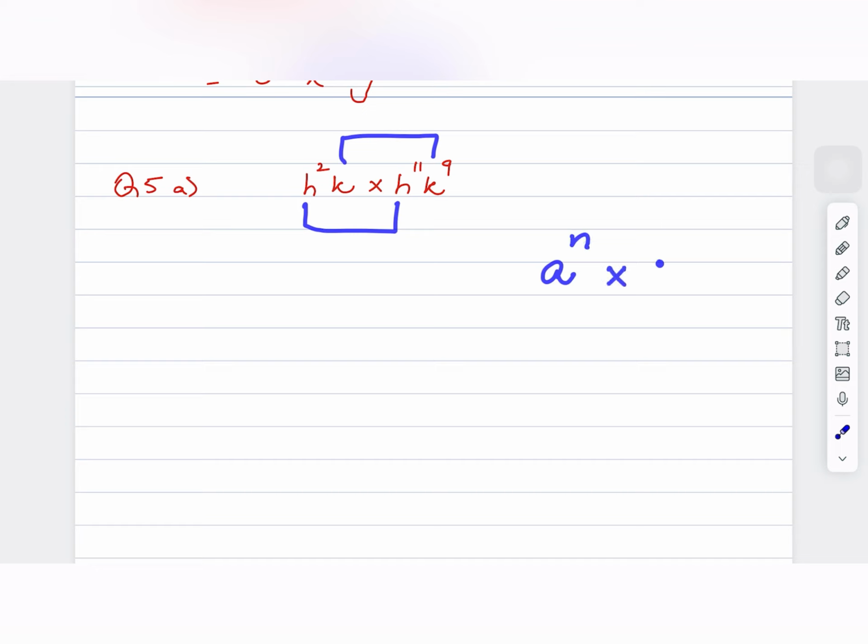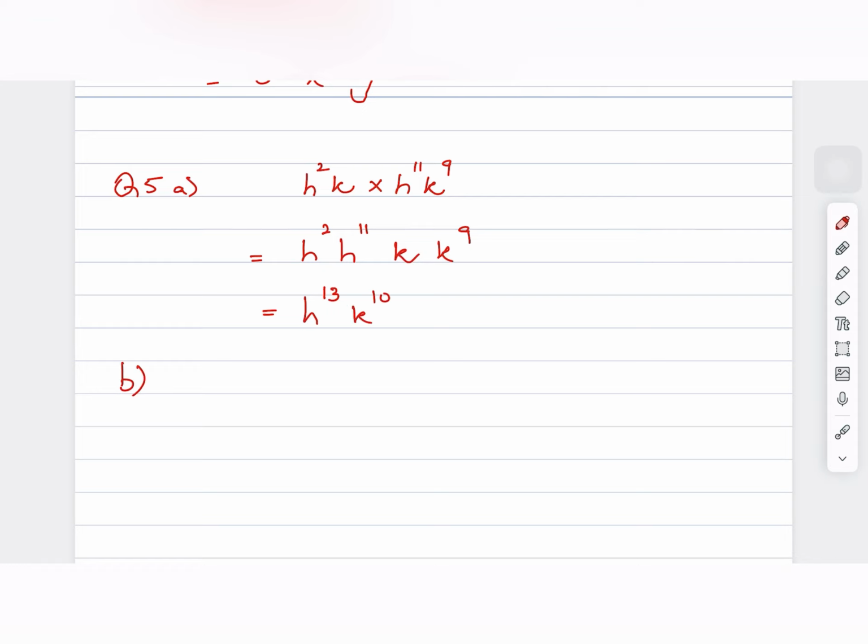Whenever you have the same basis, you add the power. Like in this case, we are applying this rule. So n plus m. In the same way, it will be h power 2 plus 11, we can write it in the next step. So there is k into k power 9. So your answer will be, when you add the powers, h power 13 and k power 10, because 1 plus 9 is 10.